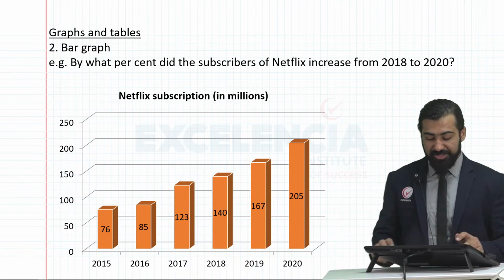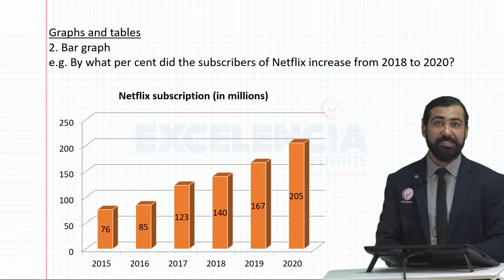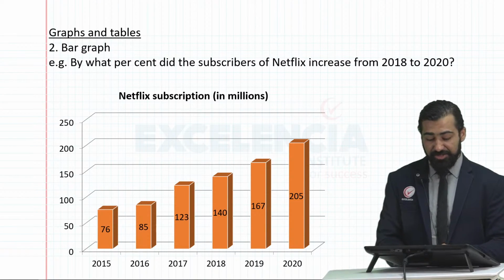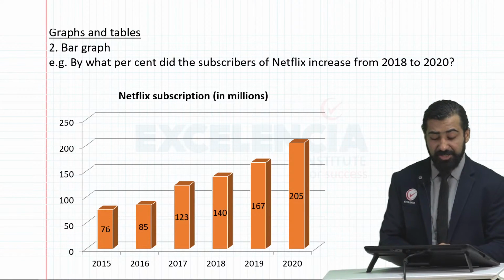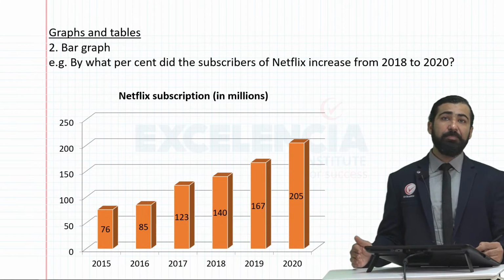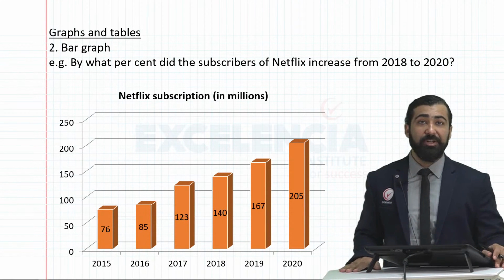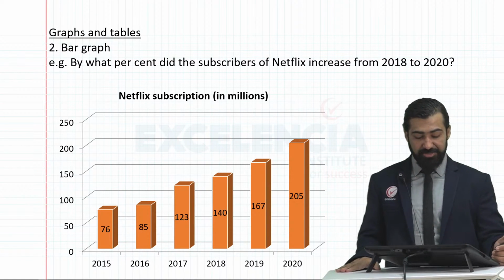Reading a bar graph is very simple. In 2015, Netflix had 76 million subscribers. In 2016, there were 85 million subscribers. In 2017, 123 million subscribers, and so on. So by what percent did the subscribers of Netflix increase from 2018 to 2020?